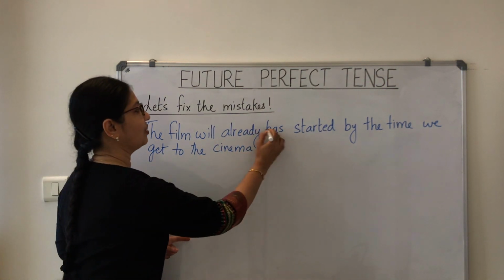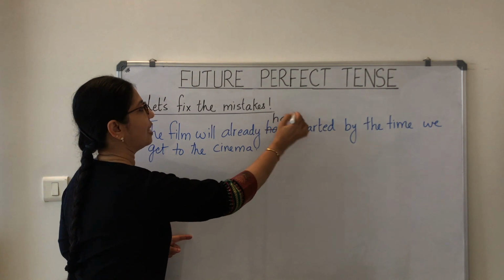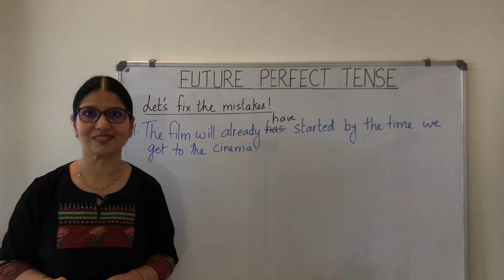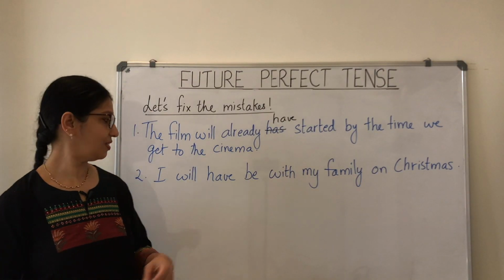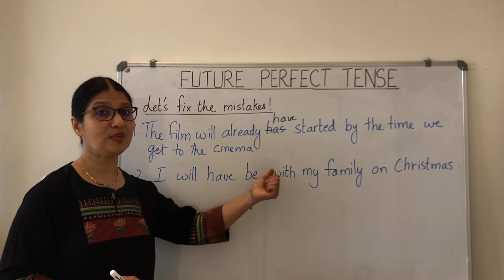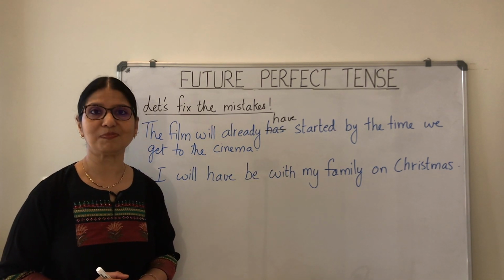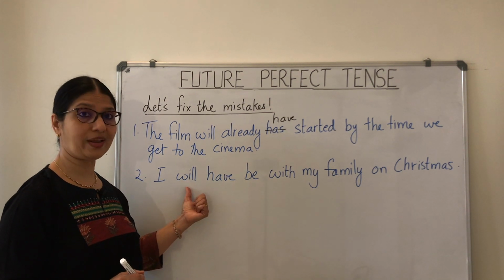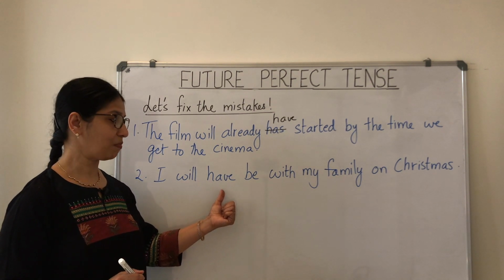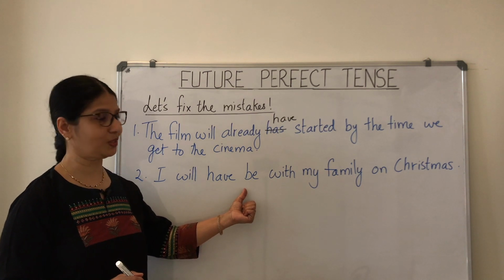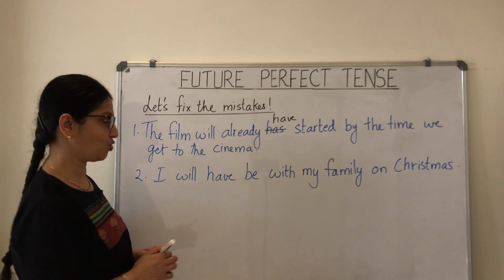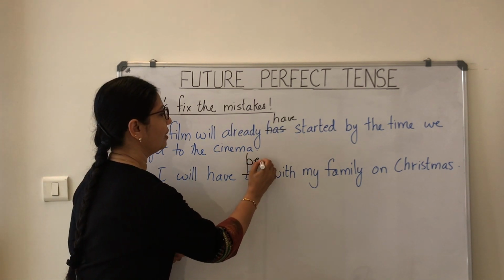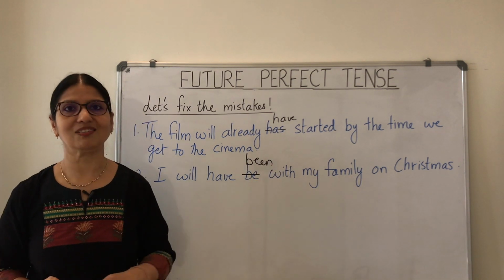So here we have the correction. It is have, which should be used. Here is sentence number 2. I will have be with my family on Christmas. Here again, you can see that I have used will plus have, but it should be the third form of the verb be. So it has to be been with my family on Christmas.